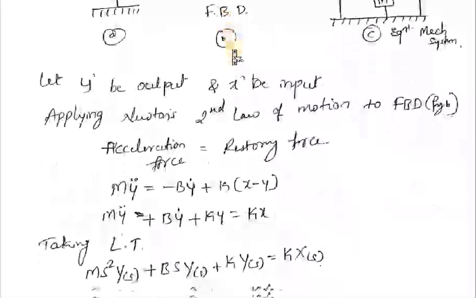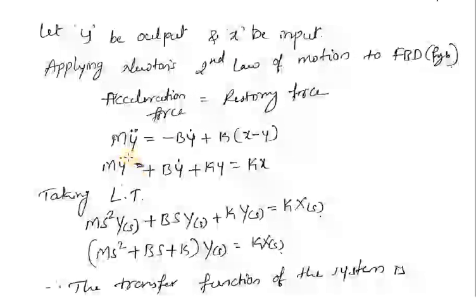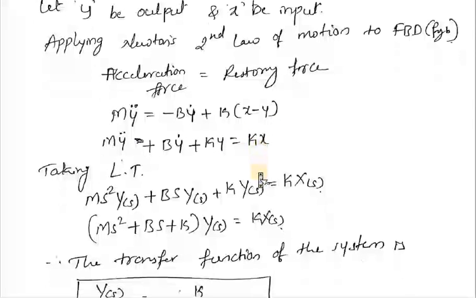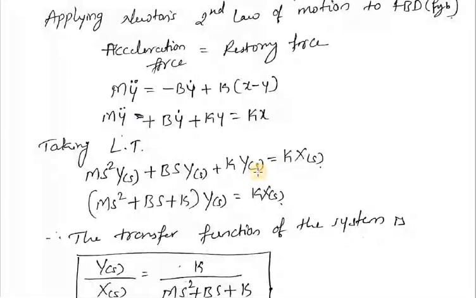Then simplify this: m into y double dot, bring this term to this side, plus b into y dot plus k into y. If you bring this one to this side, it will become k into y minus x, equal to k into x. Now for this differential equation, take the Laplace transformation of the equation. Here y double dot means d square y by dt square.